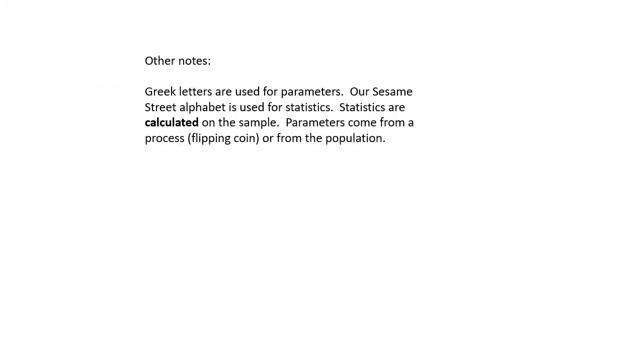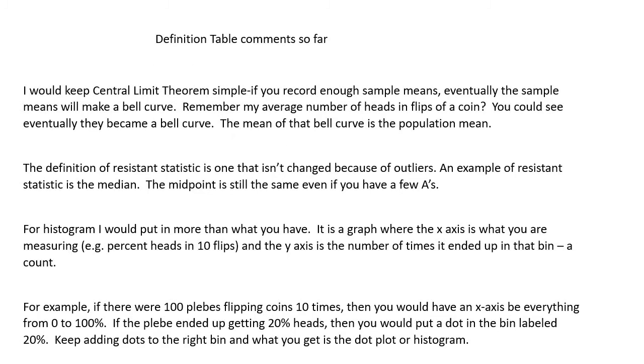Other notes that I noticed on here: the Greek letters are used for parameters, or Sesame Street letters are used for statistics. Statistics are calculated on the sample. Parameters come from a process like flipping the coin, or they're just known from the population. I had some definition table comments so far.